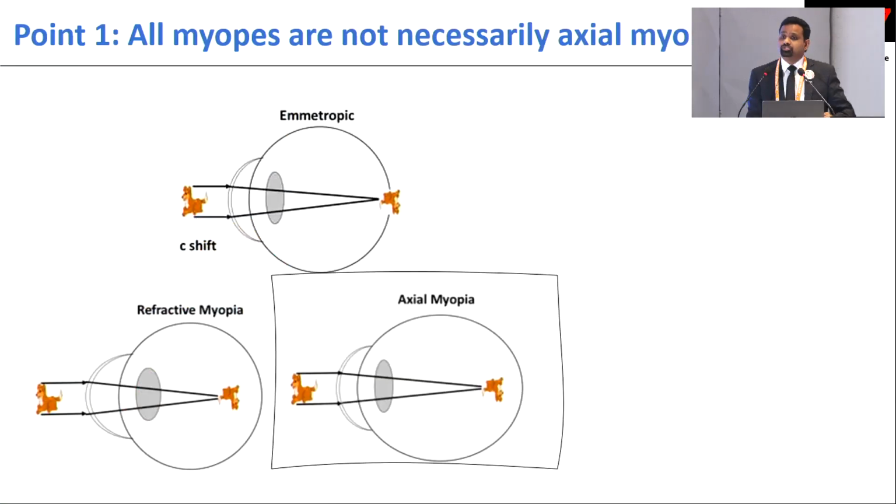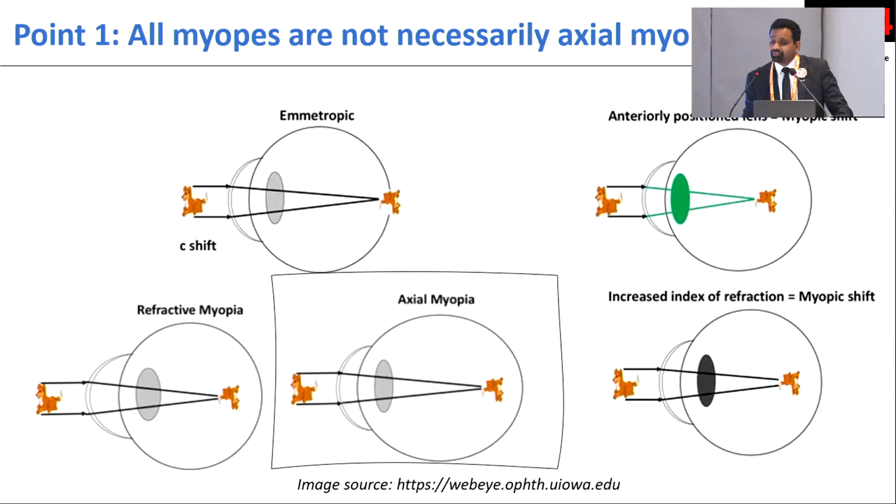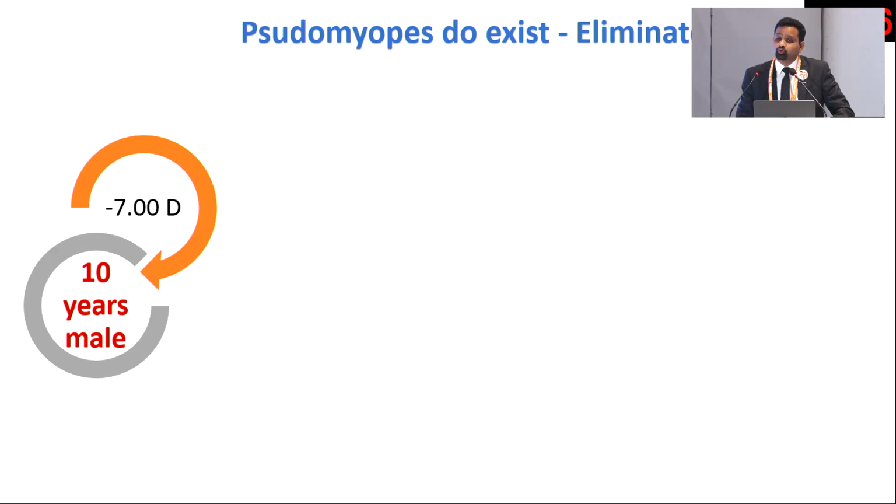The first point is all myopes are not necessarily axial myopes. Just because we see somebody with -7 does not mean this is an axial myopia, and does not mean we should start some treatment. It could be refractive myopia, where the cornea is just steep, or it could be keratoconus as well. At times the lens is anteriorly shifted and you see more myopia. In those cases as well, there is no need for us to trigger unnecessary treatment. And at times it's the refractive index change as well.